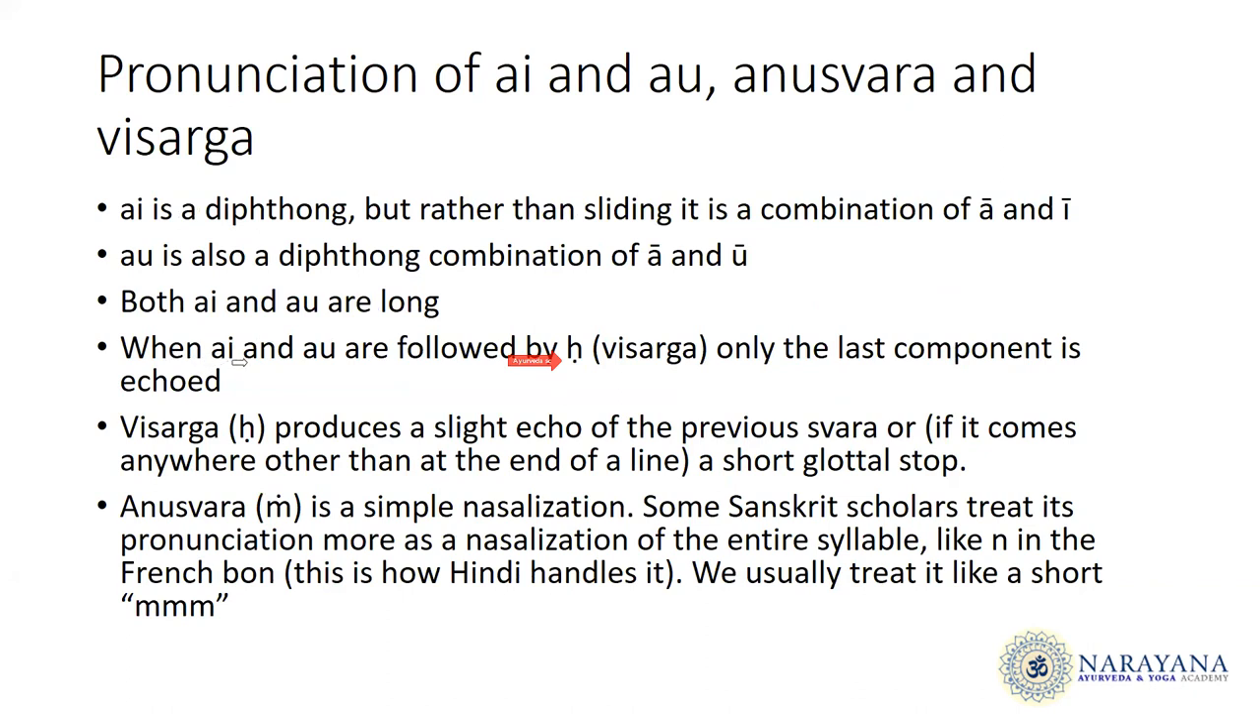So, for example, ai with a visarg after it would be aihi. Au with a visarg after it would be auhu. Now this visarg, H with a dot under it, makes a slight echo of the previous swara. Or if it comes anywhere other than at the end of the line, a short glottal stop. What's an example of that?